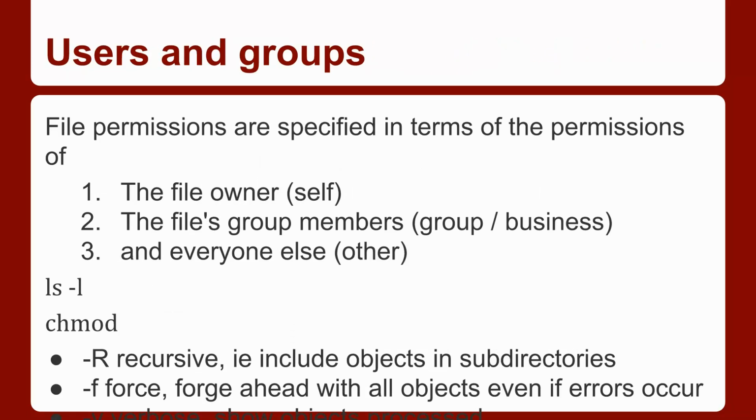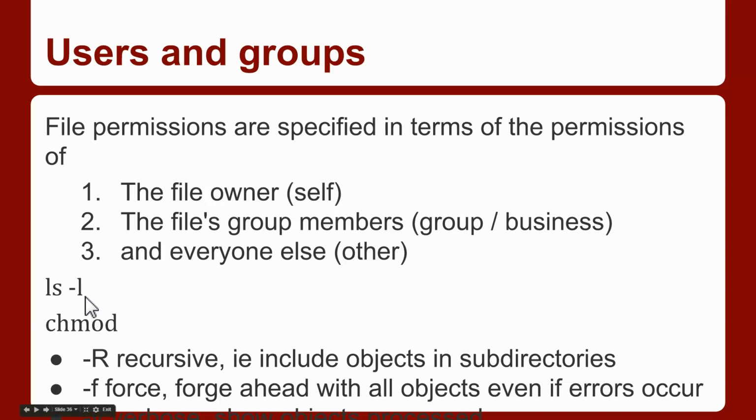So, with that covered, we now have to cover permissions and how they're handled with users and groups. And file permissions in Linux are really defined by three categories. For each file, you define the permissions of the file's owner, or the self. Then the file's group members, or the groups of the owner, and then everyone else. It's not as fine-grained as it could be, but this is the universal way of doing it.